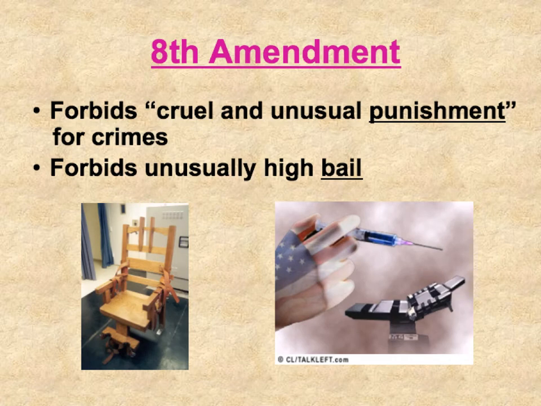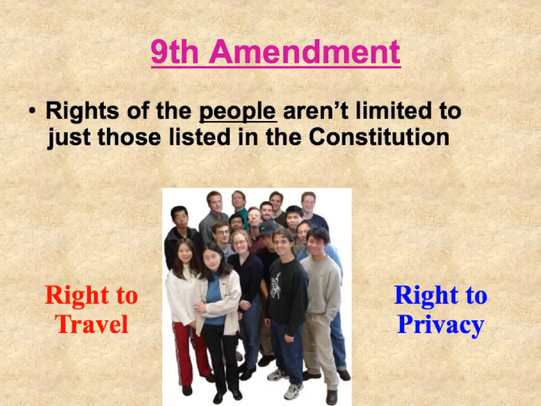The eighth deals with cruel and unusual punishment for crimes, and forbids unusually high bail as well. Sometimes this is debated on whether the death penalty and certain forms of the death penalty are considered cruel and unusual punishment. And then you have the Ninth Amendment, which is sometimes called the People's Amendment. Rights of the people aren't limited just to those listed in the Constitution, so there may be some things outside of that.